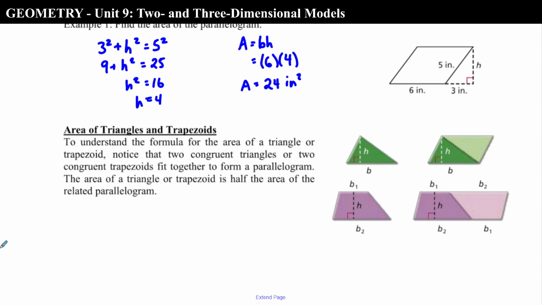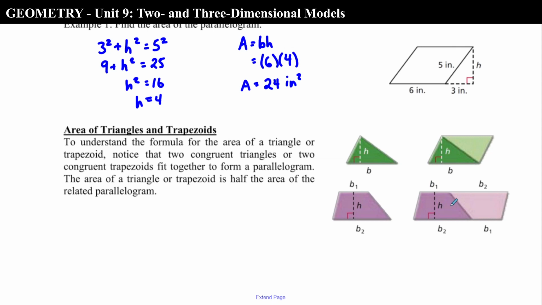The areas of triangles and trapezoids behave very similarly to each other, so we're going to talk about both at the same time. Notice that two congruent triangles or two congruent trapezoids can fit together to form a parallelogram. So here we take this triangle and we create a copy and place it upside down and make a parallelogram this way. Same thing with the trapezoid. We copy it, turn it upside down, fit it together to make a parallelogram.